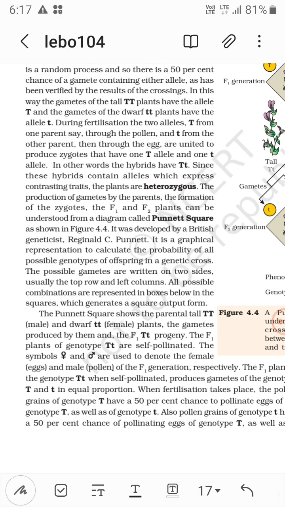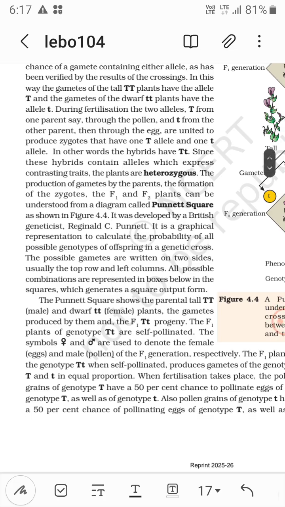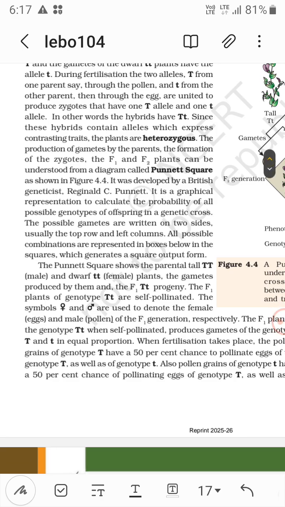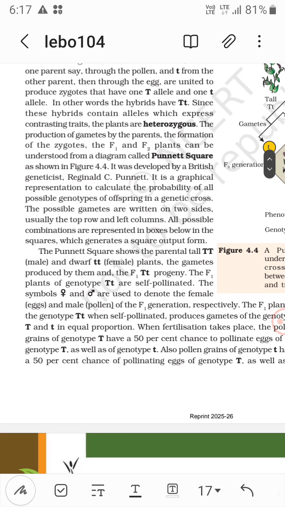The production of gametes by the parents, the formation of the zygotes, the F1 and the F2 plants can be understood from a diagram called the Punnett square. It was developed by a British geneticist, Reginald C. Punnett. It is a graphical representation to calculate the probability of all possible genotypes of offspring in a genetic cross.